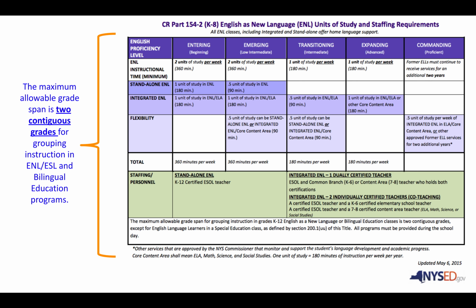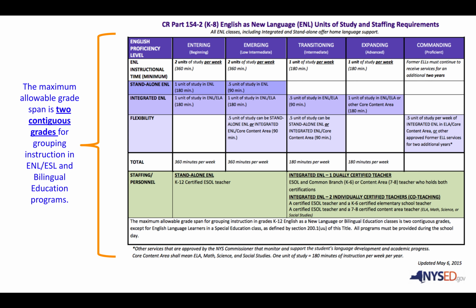This is what the K-8 Units of Study table looks like. To read this, you would take a look at the proficiency levels at the top. Notice that there are 5 in New York State. Our lowest level is beginning, entering students, and then we have emerging, transitioning, expanding, and commanding. And notice the descriptors underneath. For example, commanding says proficient.